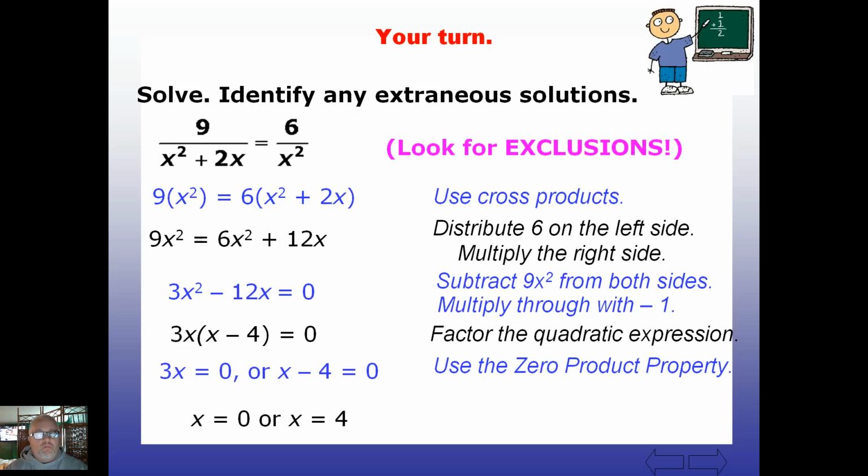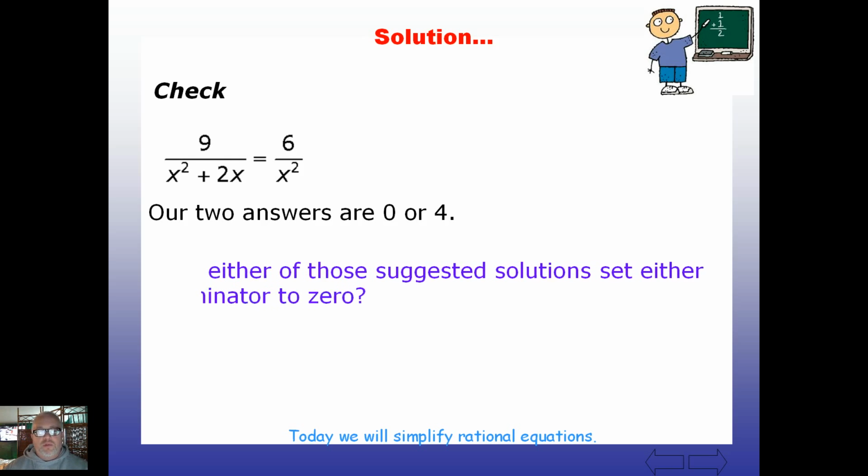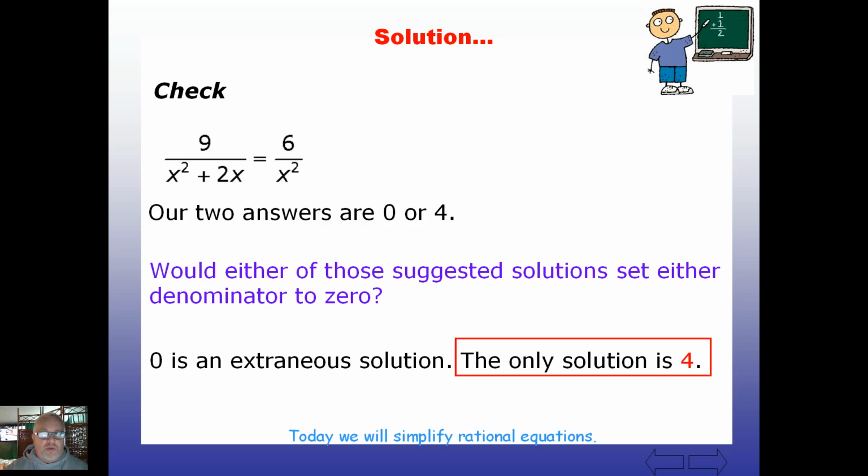Good. Now, looking for exclusions, if we plug a 4 into the denominator, what would happen? Our two answers are 0 and 4. Would either of those suggested solutions set either denominator to 0? Well, I think if you plug a 4 in there, we're good to go. We get a bunch of positive numbers. But what if we plug a 0 in that denominator? 0 squared is 0, 2 times 0 is 0, 0 plus 0 is 0. We have problems all over the place. So it looks like 0 is an extraneous solution. So the only answer here is 4.